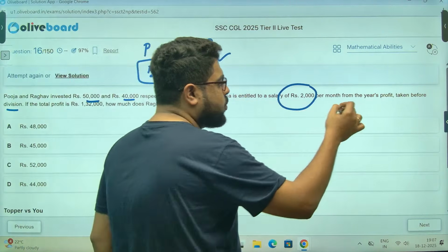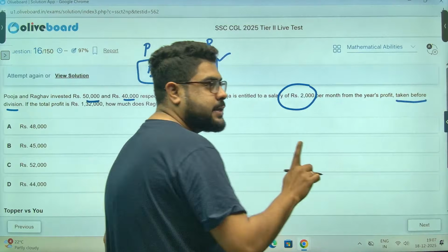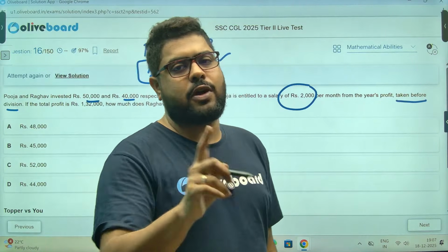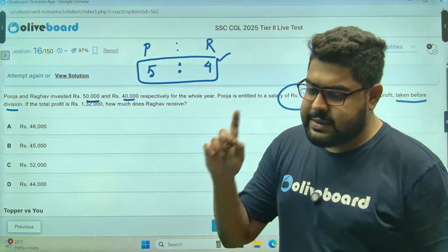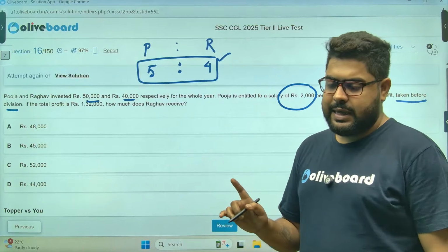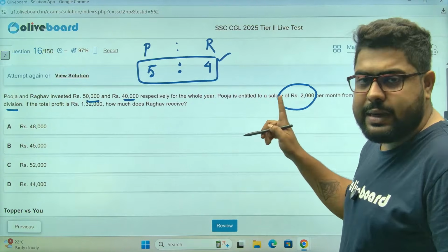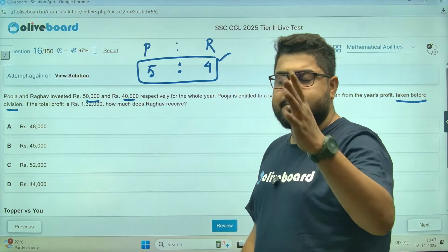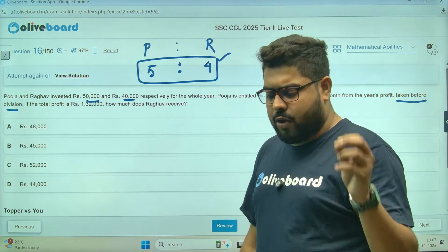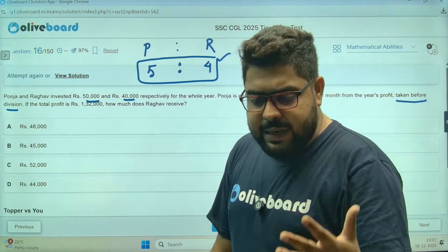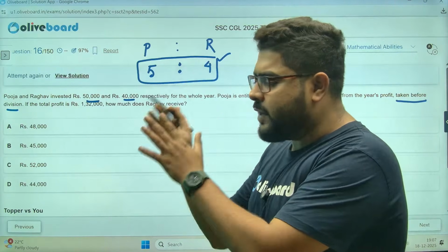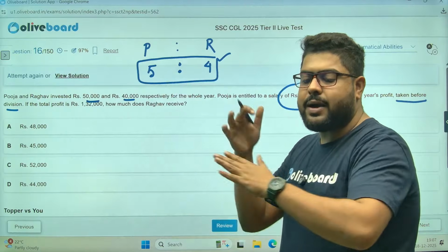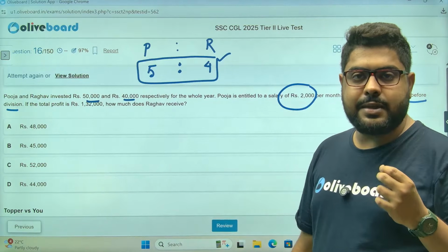Understand. If this wording, taken before division, is not there, then also always remember salaries will go before division. This is the simple rule of business. Even if this is not given in clear terms, you give away all the expenditures, salaries, sometimes donations, everything first. Then whatever remains, the partners will divide among themselves.